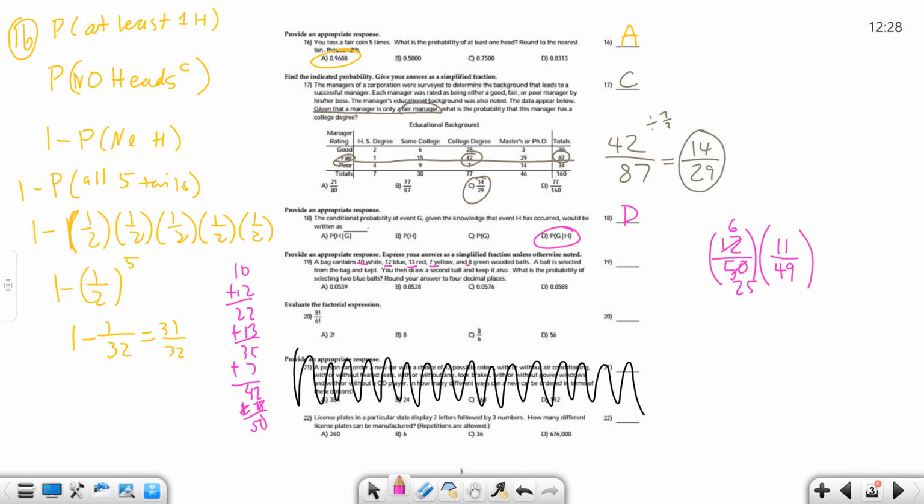But outside of that, I don't know what else might work. And I'm going to get a decimal anyway. So I'm going to multiply that together. 6 times 11 is 66, and then 25 times 49. 66 over 1225.